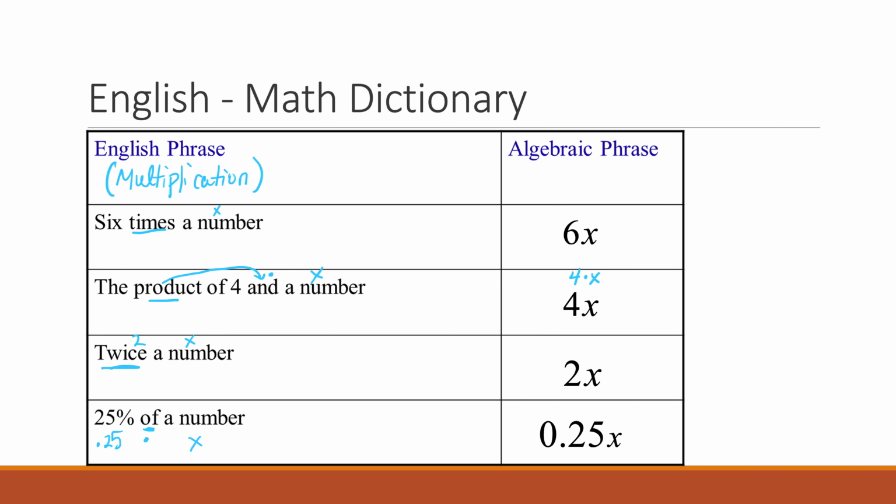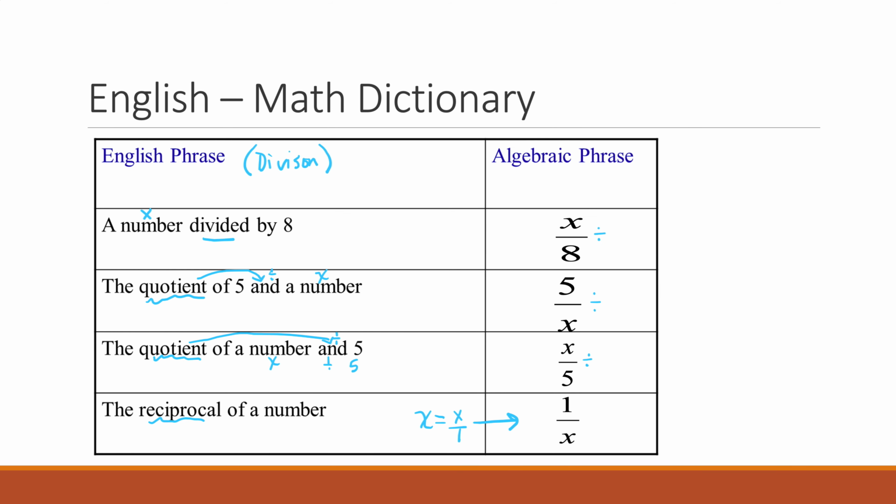We just said the product of 4 and the number is 4x or 4n. Twice a number means 2 times, so that's 2x or 2n. And 25% of a number, remember, of means multiply. So 25% is 0.25. It's also a quarter for those of you fluent in fractions. So 0.25x.